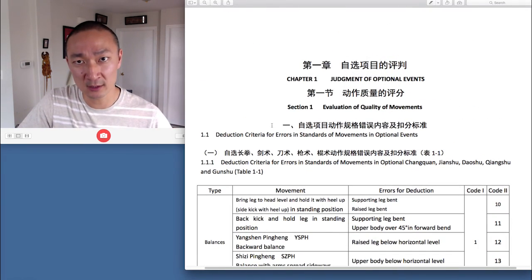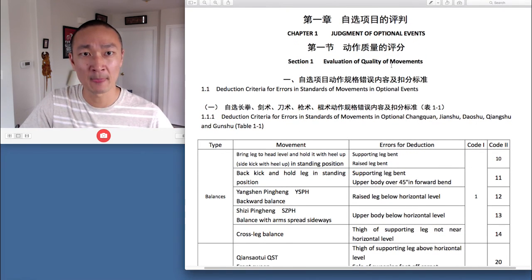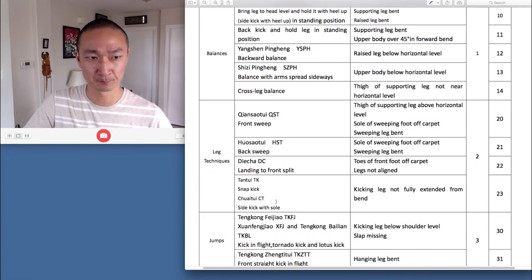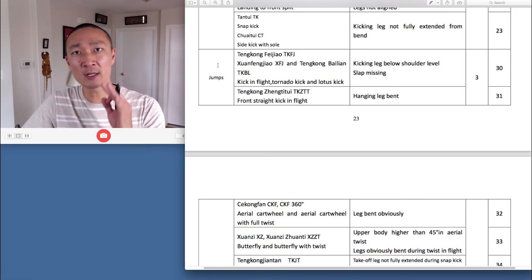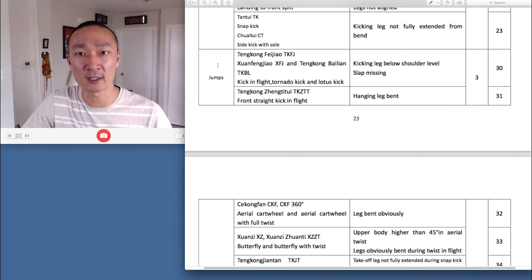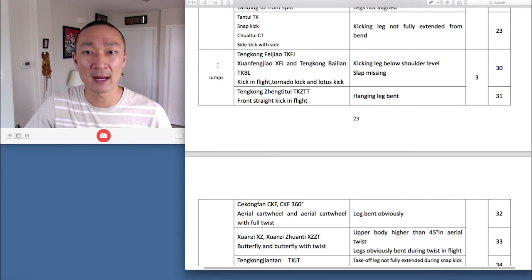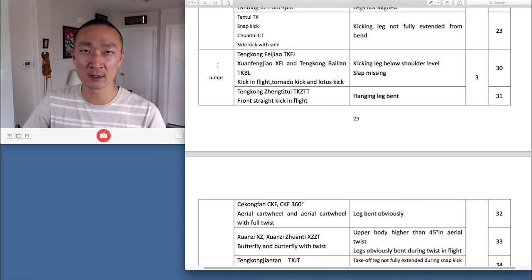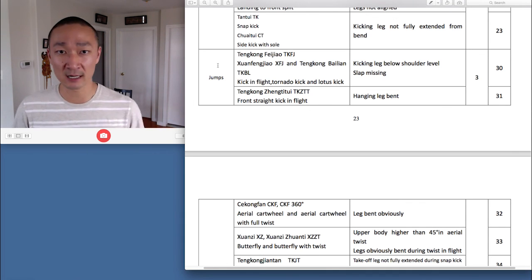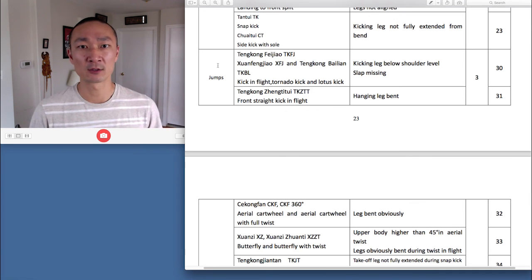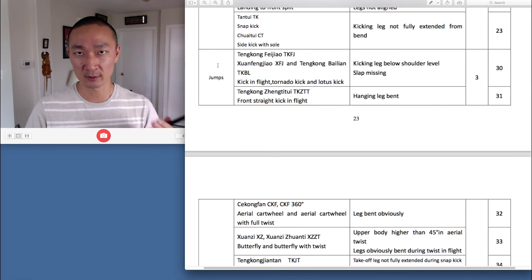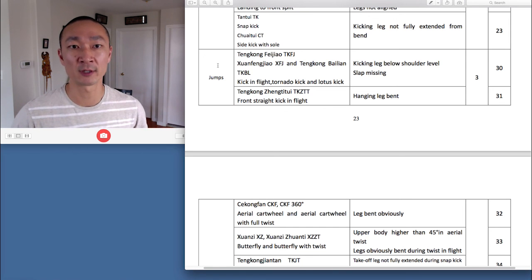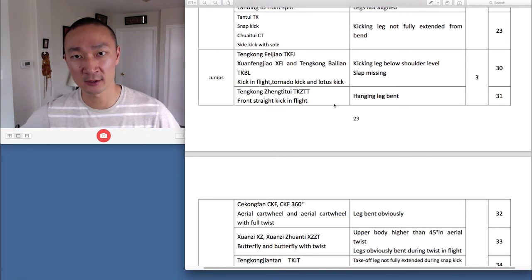Again, we're referencing the rules for international Wushu competition, and this is under quality of movements for A-judges. So we'll scroll down here, and this is the code 30. It's under jumps, and this is for the three major jumps in Wushu. This is for a tengkong feijiao, or a TKFJ, a xuan fengjiao, or a XFJ, and a tengkong bailian, a TKBL. You may know these as a jump front kick, a jump inside kick, or a tornado kick, and also the jump outside kick, or a lotus kick. They're the same three jumps, just with different names, the Chinese and then also some of the English translations for those.